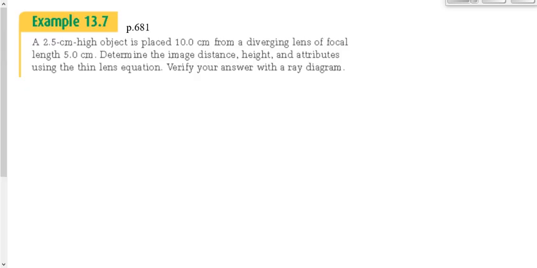Okay, finally, we did an example, but we kind of rushed through this towards the end, so we'll go through this again, still fairly quickly, but for a second time, so that you're maybe feeling a little bit better about it. It says a 2.5 centimeter high object is placed 10 centimeters from a diverging lens. The first thing I want to do is circle this, reminding me that my focal point here is negative. Whenever you see diverging, f is going to be a negative value. Determine the image distance, the image height, and the attributes using the thin lens equation.